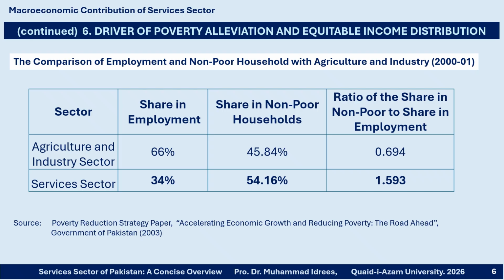The last column is giving us the ratio of the share in non-poor households to the share in employment. In the case of the services sector, it is 1.59, which indicates that the share of the services sector in non-poor households is much greater than its share in employment, whereas the ratio was less than 1, that is 0.694, for agriculture and industry, indicating that these two sectors have a lesser share in non-poor households as compared to their share in employment.